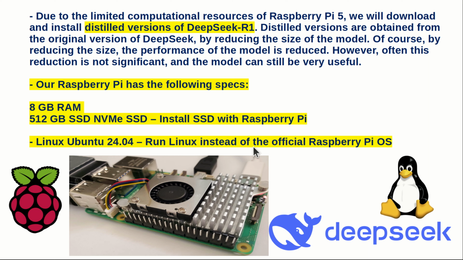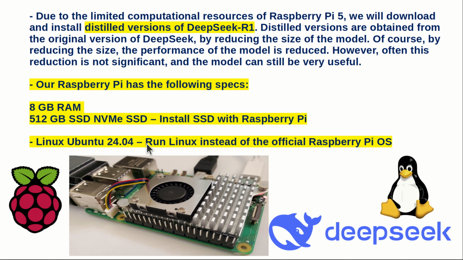Our Raspberry Pi 5 has these specifications. First of all, it has 8 GB of RAM. Then it has 512 GB SSD NVMe drive. That is, we installed Linux Ubuntu on SSD and integrated SSD with our Raspberry Pi. And as mentioned previously, we are running Linux Ubuntu 24.04 and our suggestion is to run Linux Ubuntu instead of the official Raspberry Pi operating system. This is mainly because Linux Ubuntu has better support than Raspberry Pi operating system.